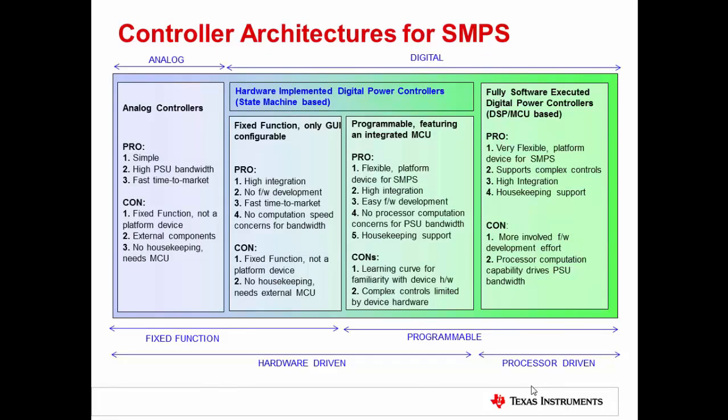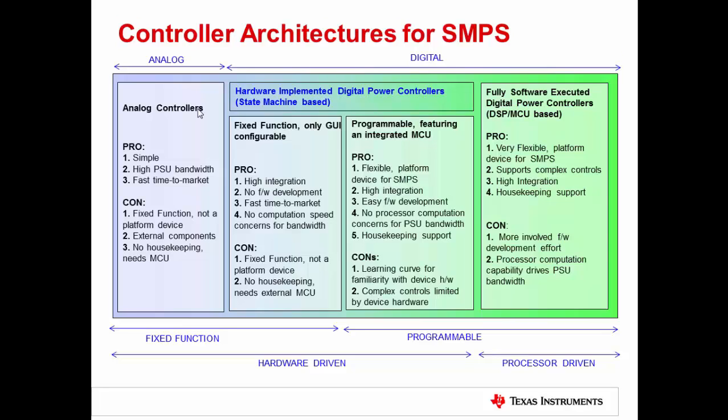Let's now take a step back and look at the evolution of controller architectures for power supplies. Over on the left-hand side, we have the analog controllers used in traditional power supplies that we just spoke about. These are simple devices, can be used for designing power supplies with fast time to market and also deliver high power supply bandwidth. On the other hand, being application-specific devices, these tend to be fixed function and cannot be used as a platform solution for implementing different power supply topologies and architectures.